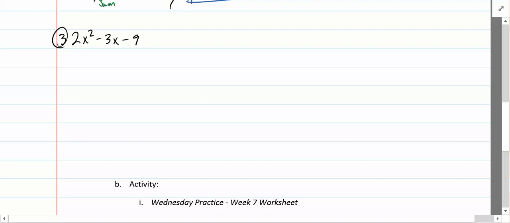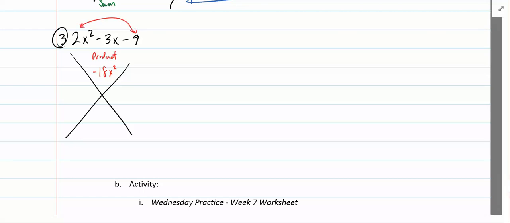Let's do another example. Here's an example where we have a non-standard trinomial that has no GCF. So in order to factor it, let's set up the x here. We're looking for a product, a pair of integers whose product is equal to negative 18x squared. The product comes from these outer two numbers multiplied together. And the sum has to match this middle term. The sum has to be negative 3x.